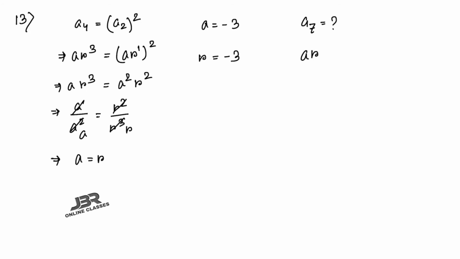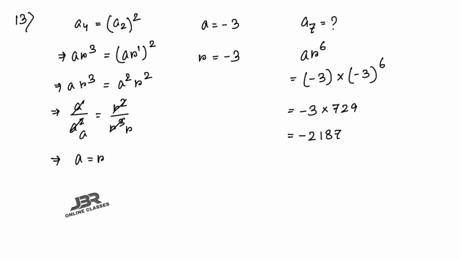Now a r to the power 6, that is the seventh term. So here you can write a means minus 3, then minus 3 to the power 6. Okay, minus 3 to the power 6. As minus 3 to the power 6 becomes the positive one, multiply 3 six times, and that equals 729. Now 729 again multiply with 3. It becomes minus 2187 as your answer.